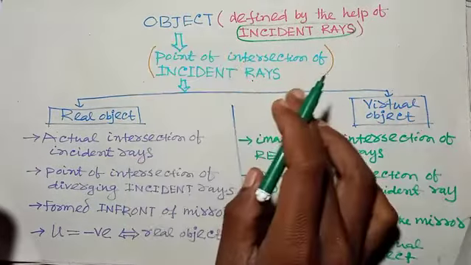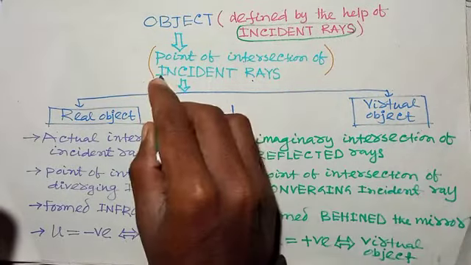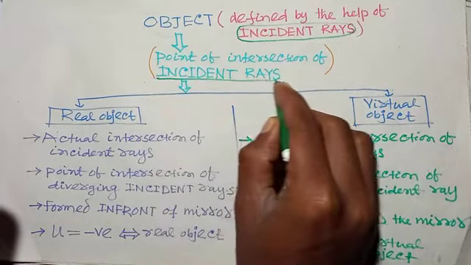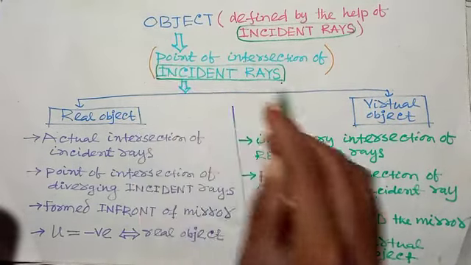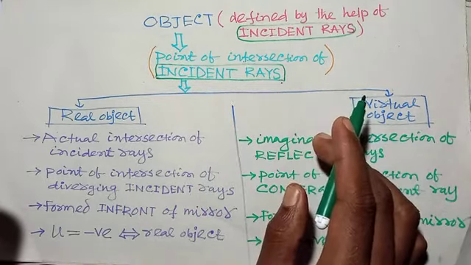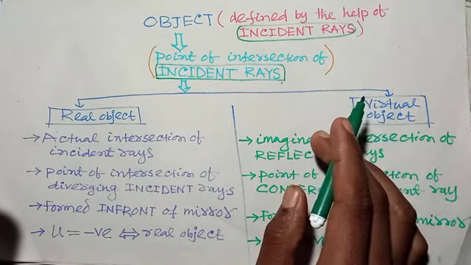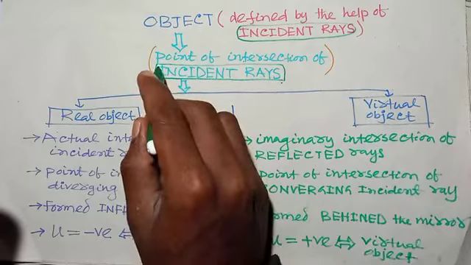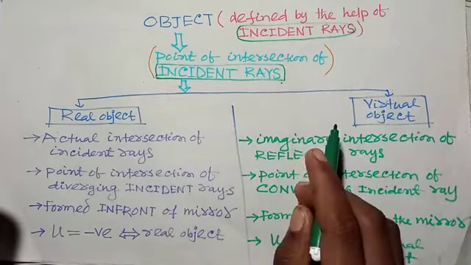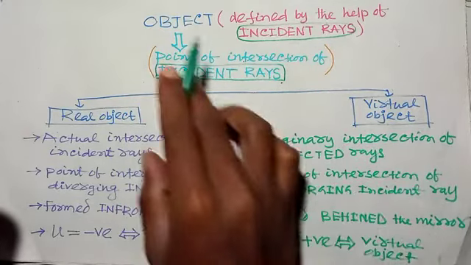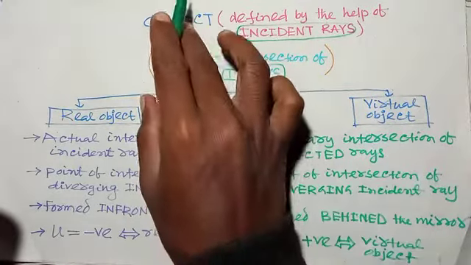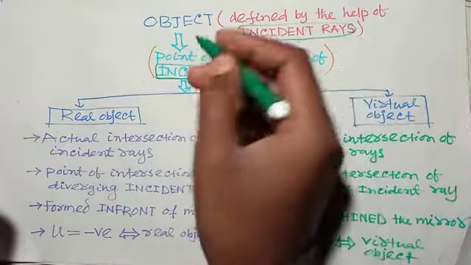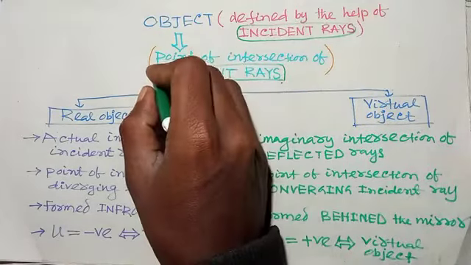So object is nothing but the point of intersection of incident rays. Whenever you want to find out the position of the object, you have to focus on the incident rays. Whatever is the point of intersection of incident rays, that will be your position of object. So how to identify incident rays?